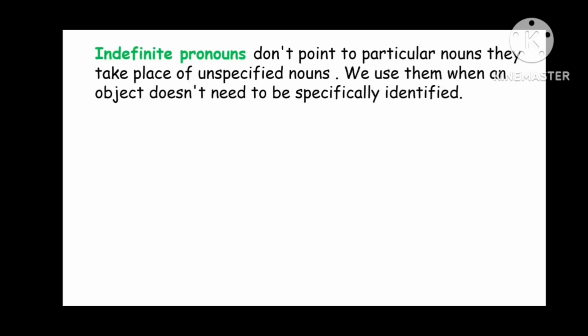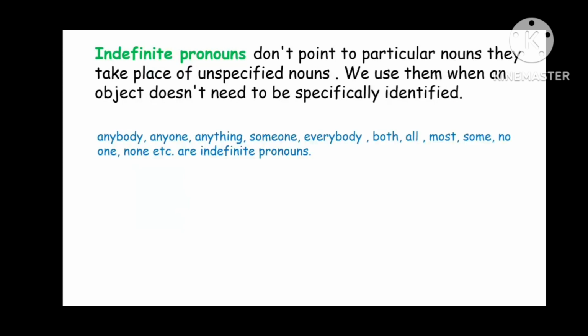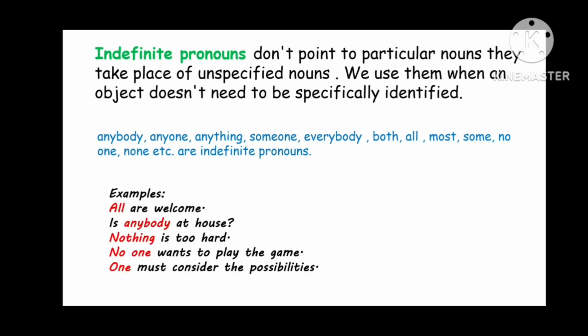Next is indefinite pronoun. Indefinite pronouns do not point towards a particular noun. They just take the place of unspecified nouns. We use them when an object doesn't need to be specially identified. For example, anybody, anyone, anything, someone, everybody, both, all, most, some, no one, none. All these are indefinite pronouns because they are not pointing towards any particular person or thing.